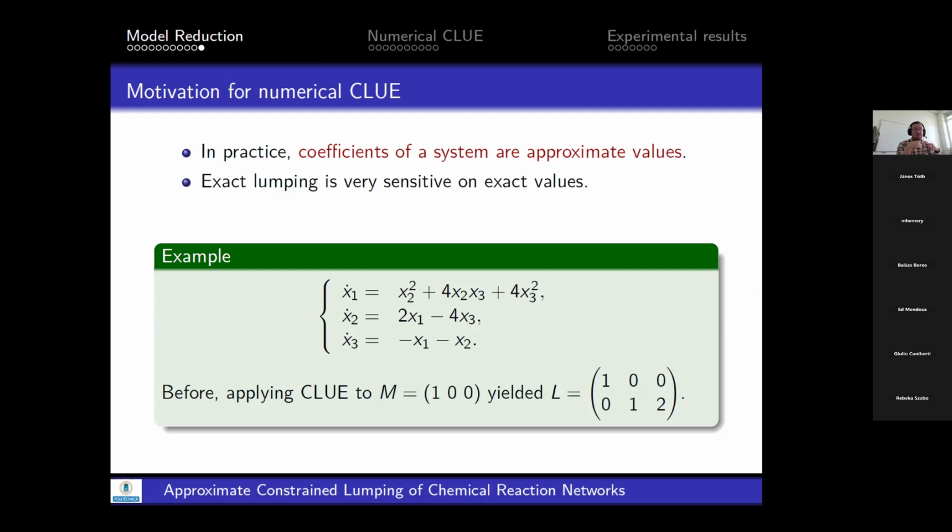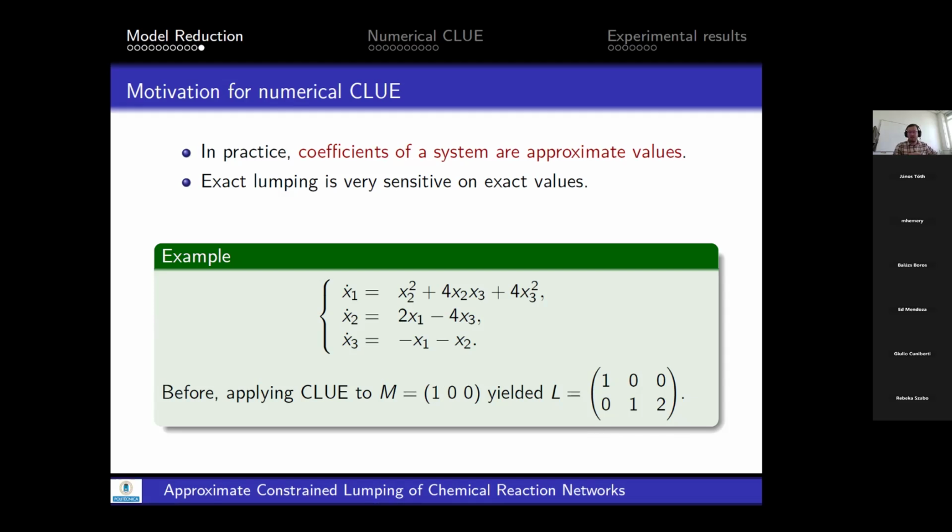So, as I was saying, CLUE is very sensitive to the coefficients in the system. What does this mean? Let's take back this system that we had before. In the example, we have 3 variables and these coefficients, and we knew before that this matrix L, with rows 1, 0, 0 and 0, 1, 2, is a lumping. This means that in order to read x1, we don't need 3 variables, we only need 2. And the second variable is just x2 plus 2x3. This is what this means, essentially.